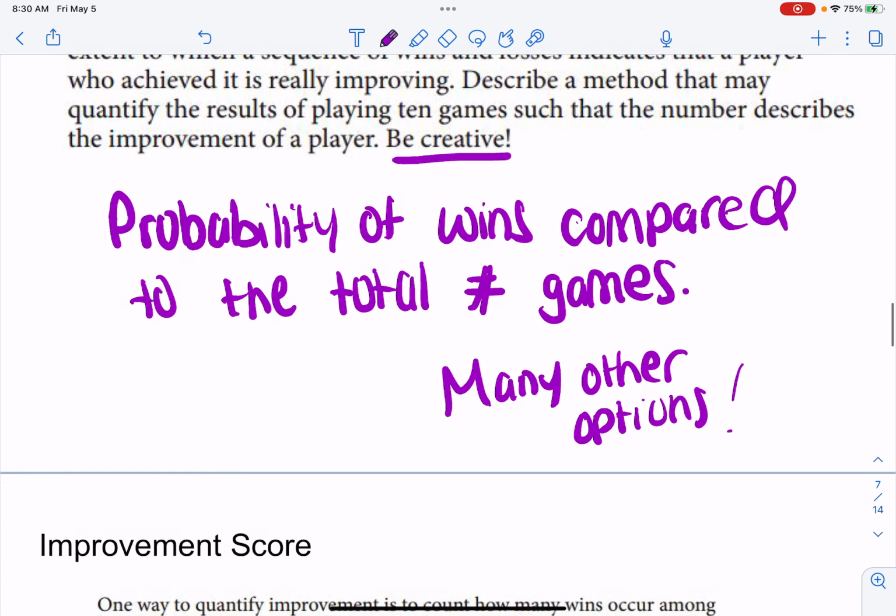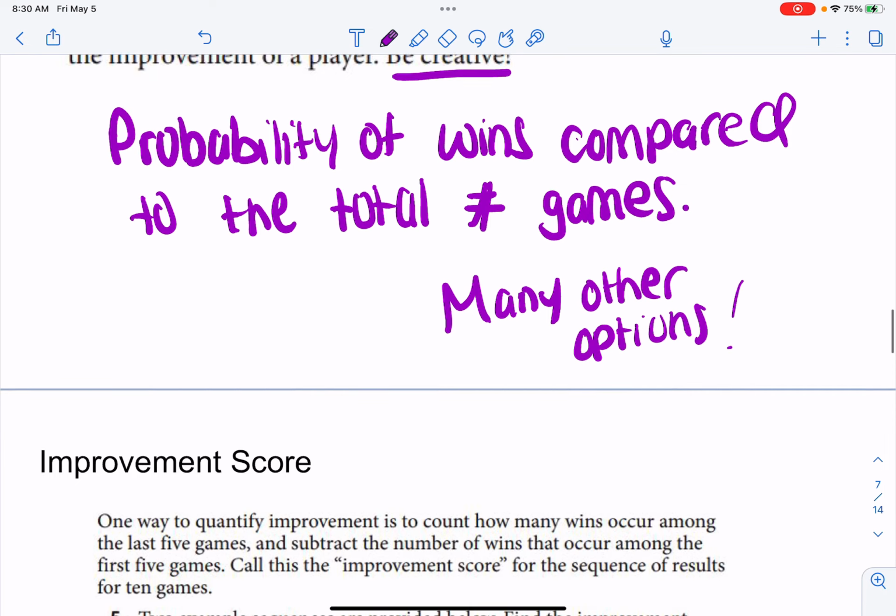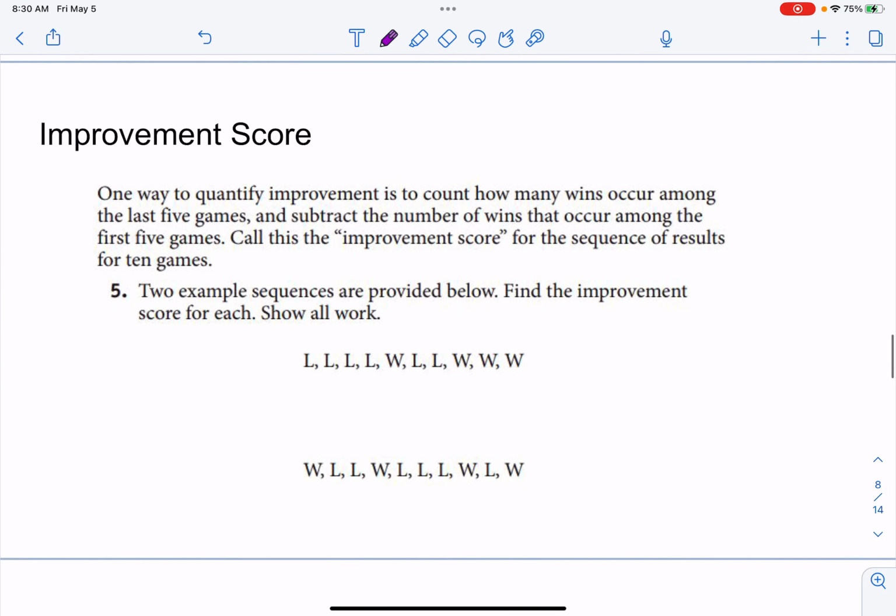So here's one way of quantifying what we're seeing, and it's what's known as an improvement score. One of these ways to quantify improvement is to count how many wins occur amongst the last 5 games and subtract it from the number of wins that occur among the first 5 games. We call this an improvement score for the sequence of results for 10 games. So if we were looking at these 2 examples, basically what we want to do, it says find the improvement score for each, and we want to show our work.